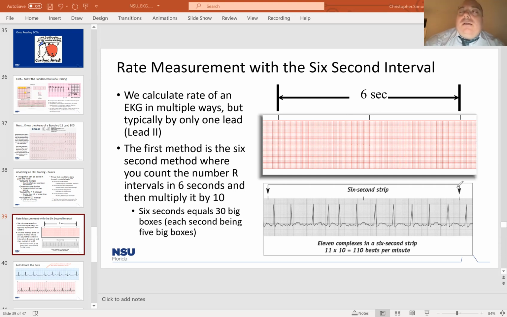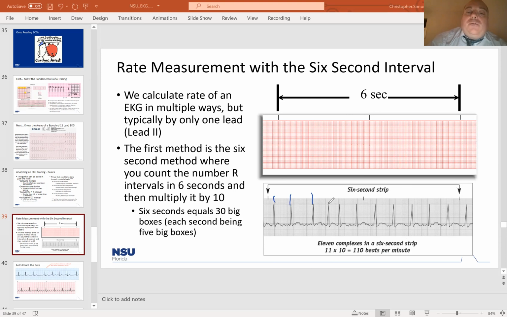Not every EKG machine is going to be user friendly and give you these hash marks. Most of them do. But just be able to identify a 6-second strip if they don't give you the hash marks. Okay. So what we're going to do, this is really easy, guys. Find a 6-second strip, which this is, this one down here. Okay. Count our R waves.